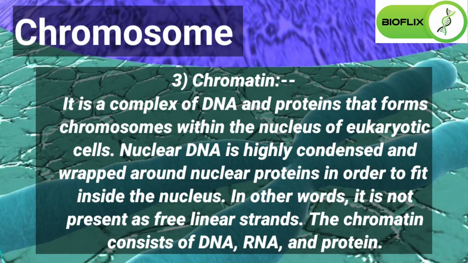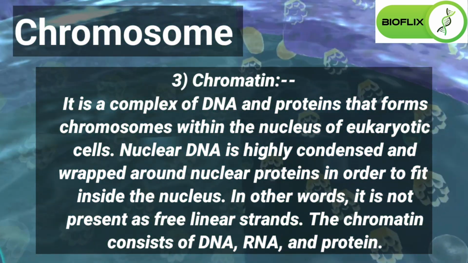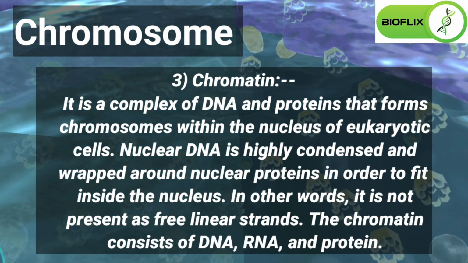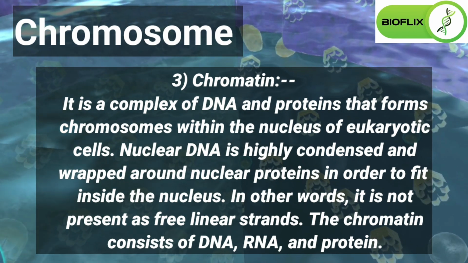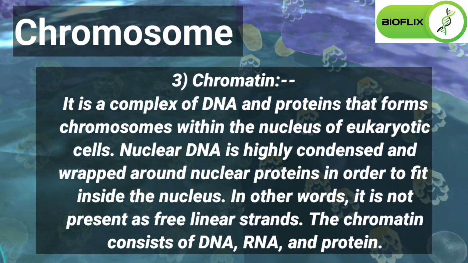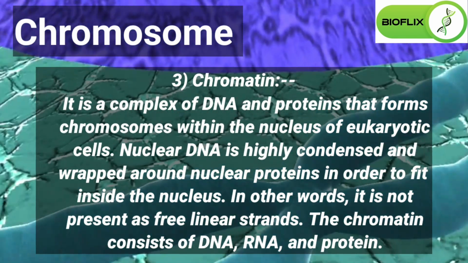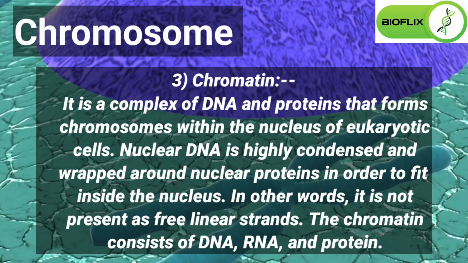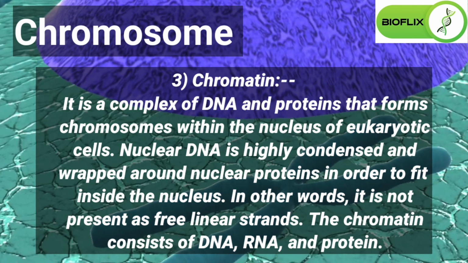Chromatin. It is a complex of DNA and proteins that forms chromosomes within the nucleus of eukaryotic cells. Nuclear DNA is highly condensed and wrapped around nuclear proteins in order to fit inside the nucleus. In other words, it is not present as free linear strands. The chromatin consists of DNA, RNA, and protein.